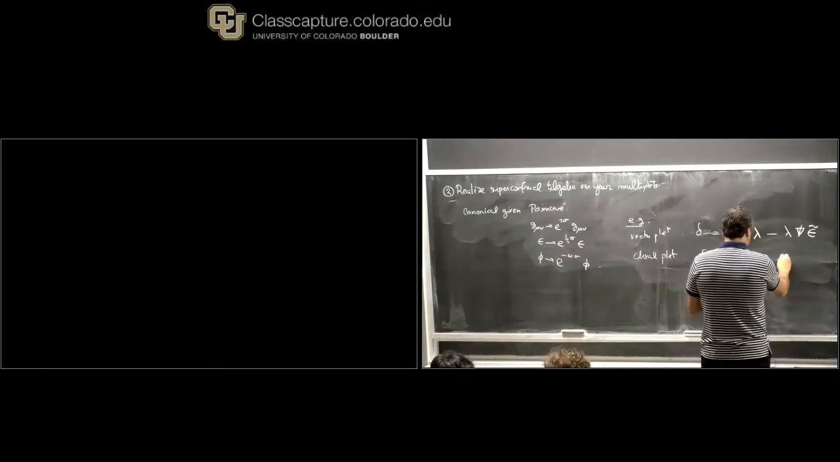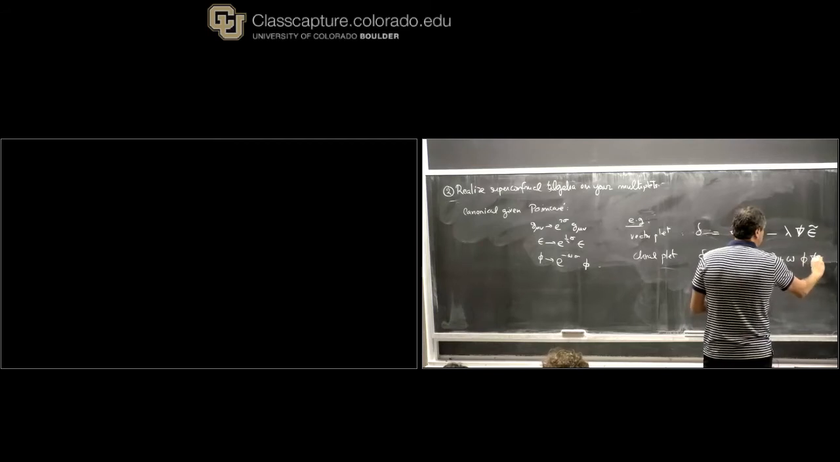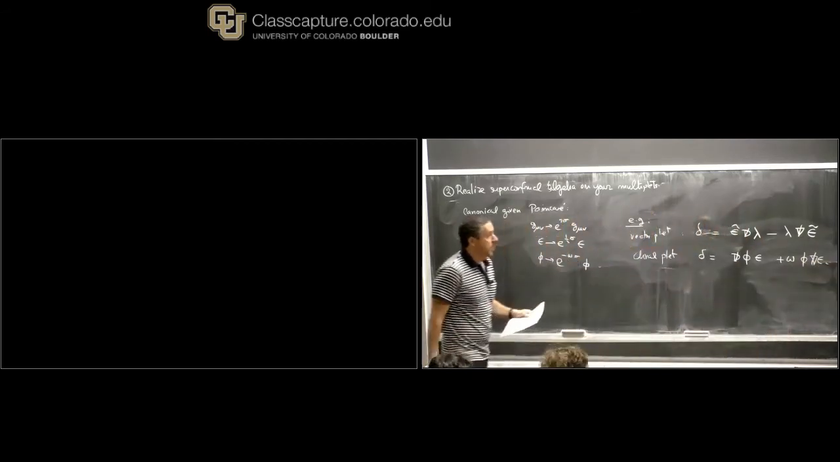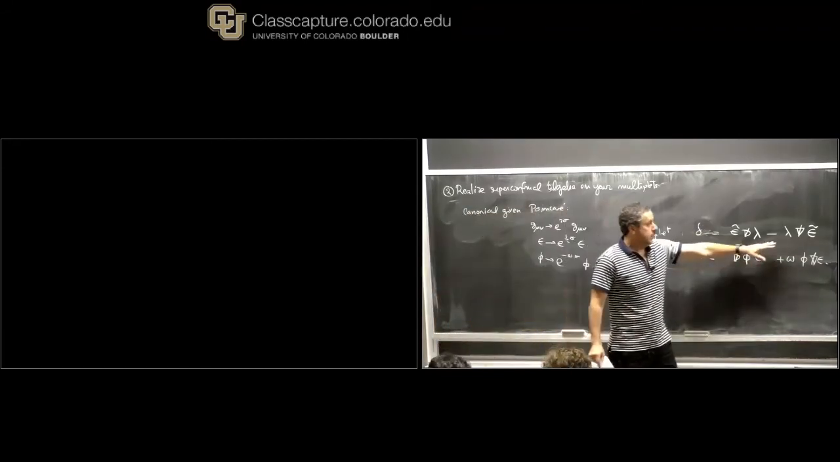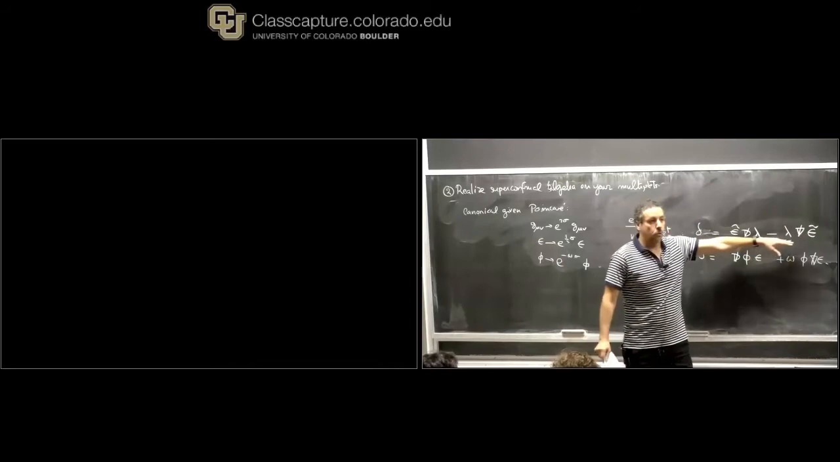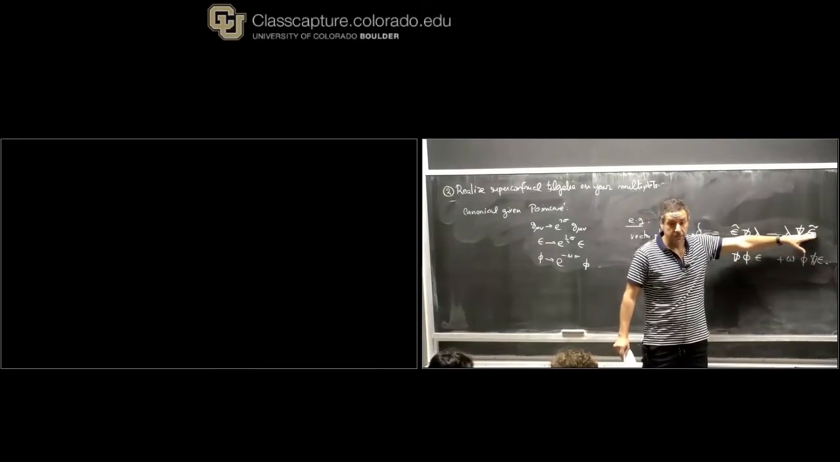And it's always the same, but now the coefficient that you have to put here will depend on the Weyl weight of your multiplet, okay? So you see, if you know your Poincaré transformations, you know to immediately write down all the transformations, all the superconformal transformations, okay?